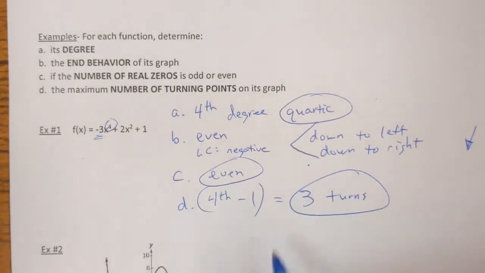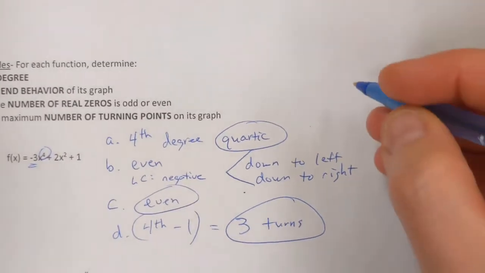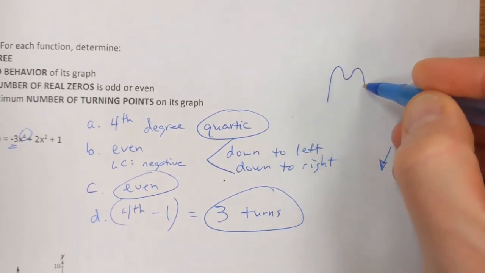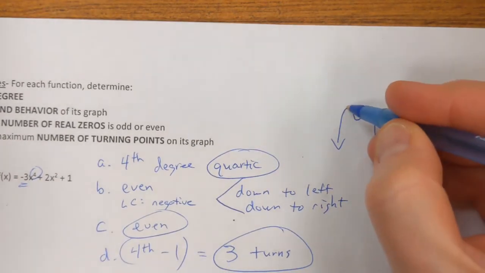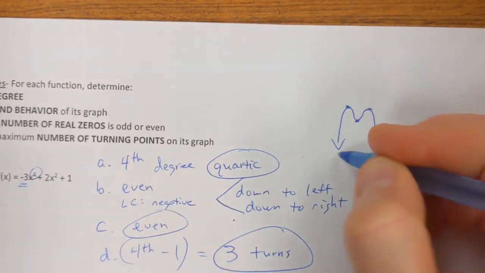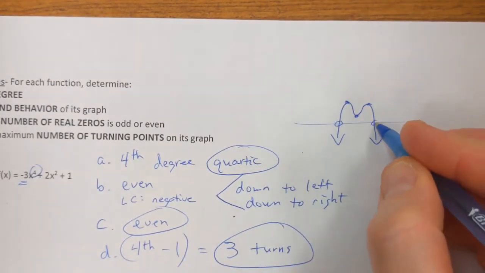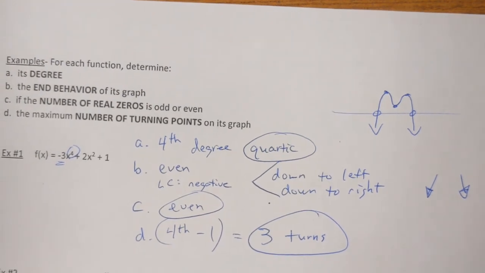Okay, so I didn't even look at this graph, but I have an idea. Since it's quartic, I know both arrows are going to go down. I can make a general idea of this graph. It's probably going to look something like this, where it has 3 turning points. Both the arrows are going down. And I don't know how many times it crosses the x-axis, but it's going to be an even number. Yeah, it's either going to be 0 or 2 or 4.